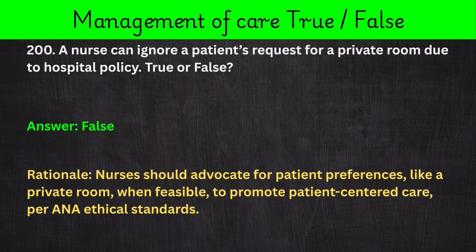200. A nurse can ignore a patient's request for a private room due to hospital policy. True or false? Answer: false. Rationale: nurses should advocate for patient preferences, like a private room, when feasible, to promote patient-centered care, per ANA ethical standards.